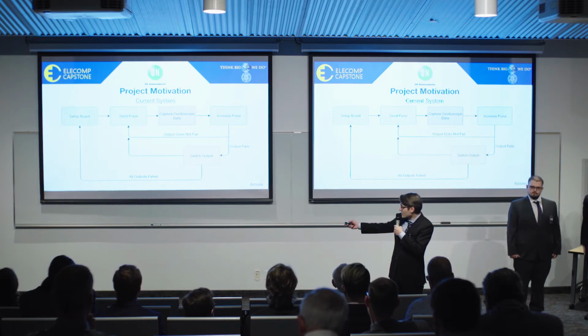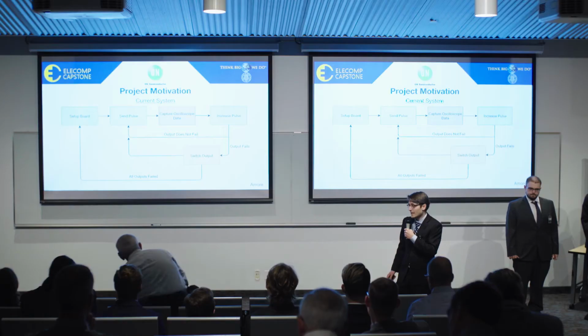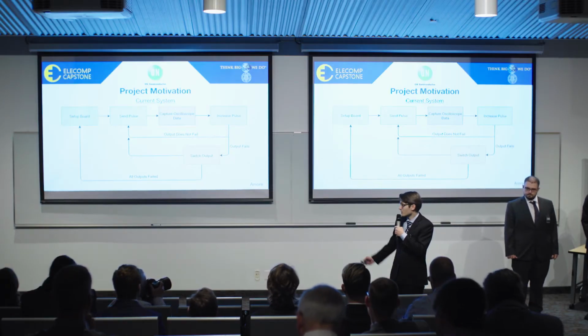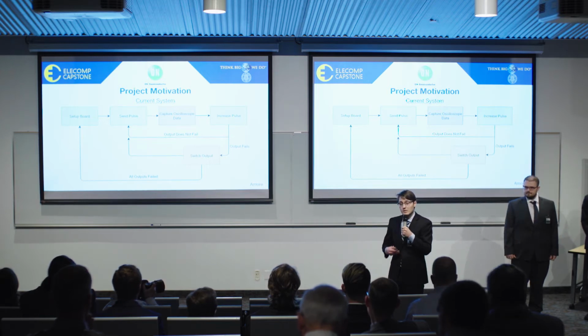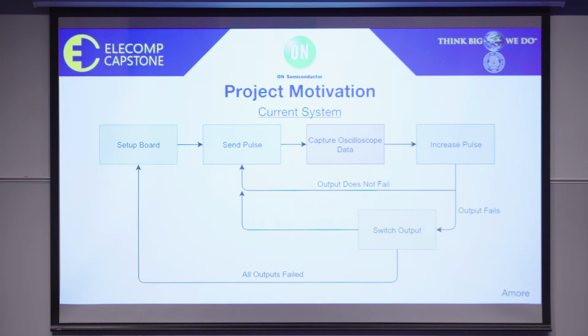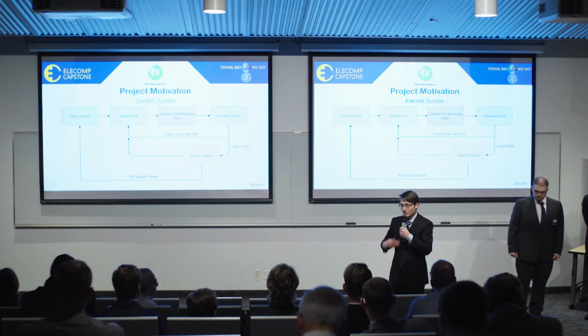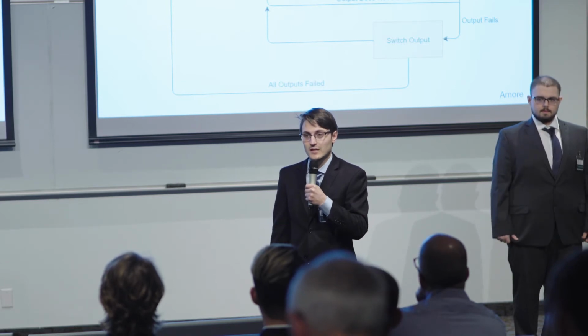The current system at ON Semiconductor is seen here. At the top left, we can see that they have to first set up the board, then they must send a pulse to the IC, capture the oscilloscope data from the test, then increase the pulse. This is repeated until the output actually does fail. With these ICs, there's anywhere from 4 to 12 outputs, so this test must be repeated continuously until the part is fully tested. Once the part is fully tested, the test is complete, and they must reset up the board for the next part.